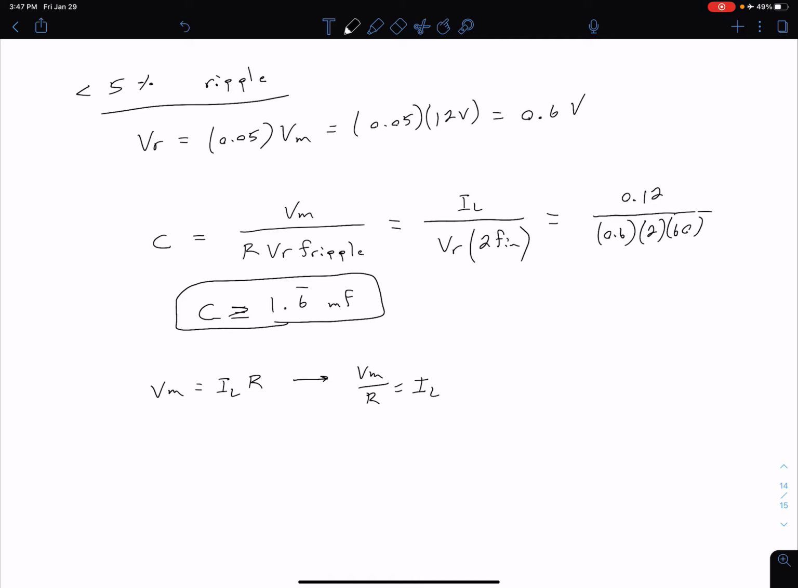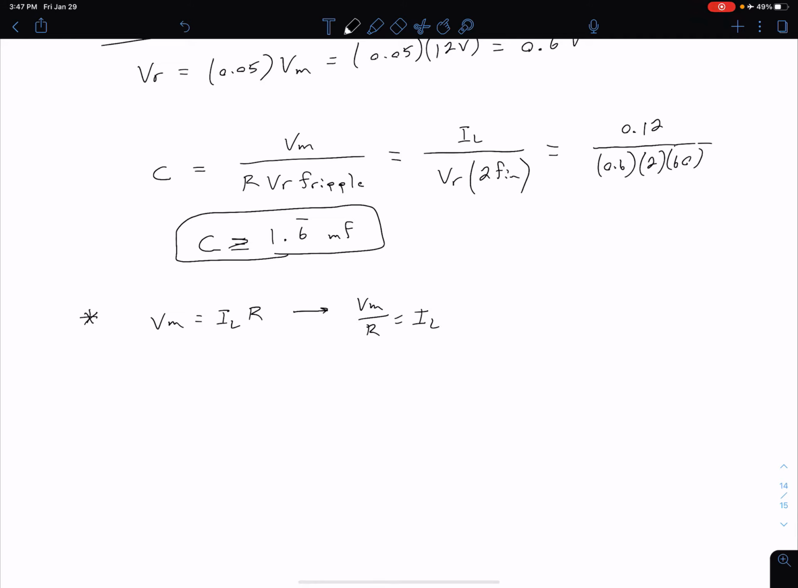Because we're going to need R a little bit later on, let's go ahead and revisit this and solve for this R explicitly. We know that's Vm over IL. Plugging in, we have 12 volts for Vm, 0.12 amps for IL, and that's equal to 100 ohms. Now we could have just plugged that 100 ohms into this equation. That would have been fine, but we didn't necessarily need to.